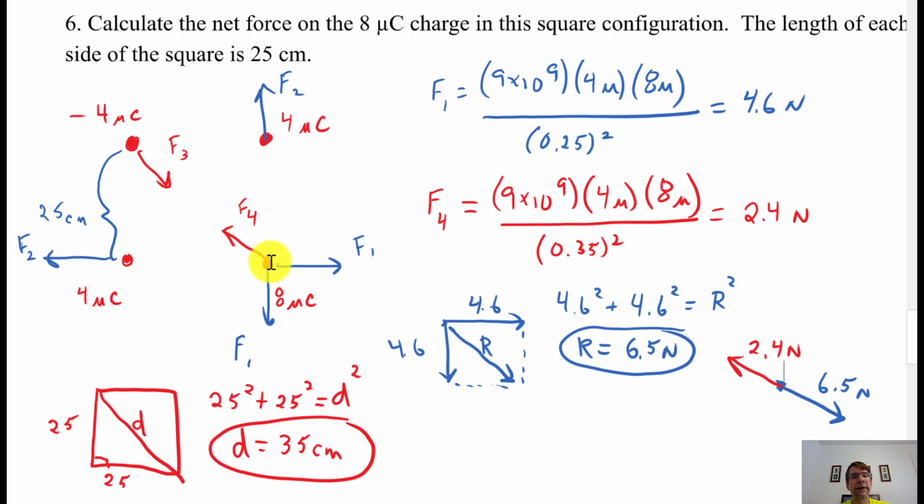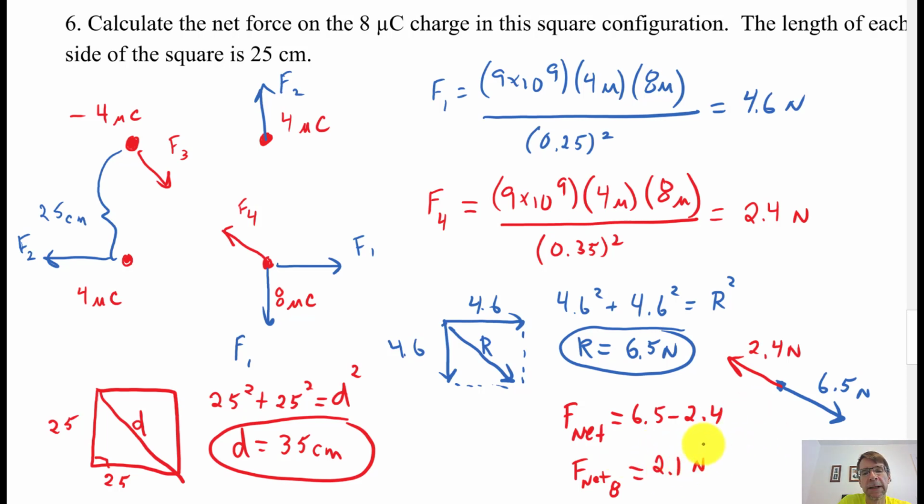So at that corner there, I'm just drawing everything new over here at the right-hand side just to have some space. So you subtract them to get the net force. So the net force is just going to be 6.5. So F net is just going to be 6.5 minus 2.4. You can do that in your head. So F net on the 8 microcoulomb charge is going to be, what, 2.1 newtons?